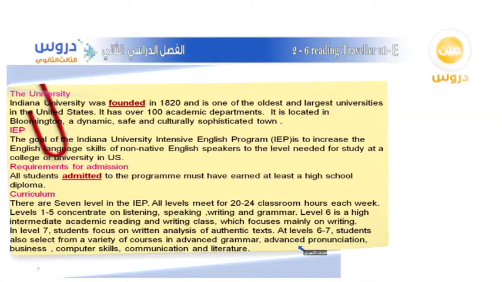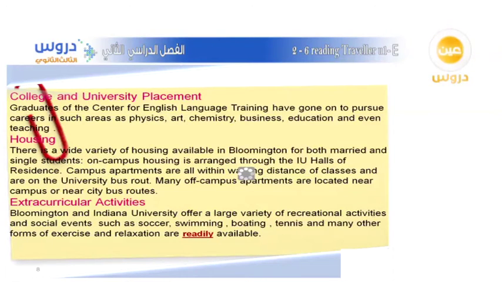Okay? Now, Jihan, for those, I want you to tell me the four main points: university, IEP, requirements for admission, and curriculum. Questions in the upcoming slide. Now, do you want to read this one? For those who'd like to try? Anyone would like to try? Okay.